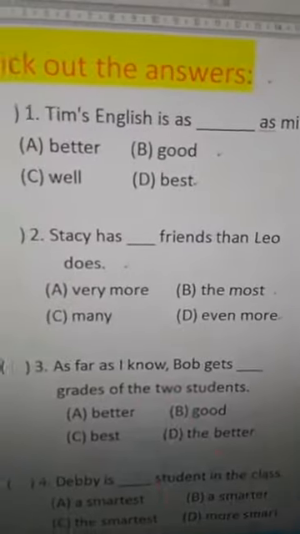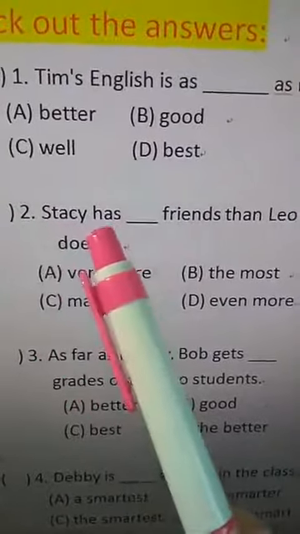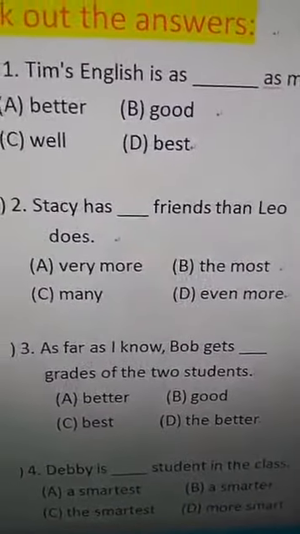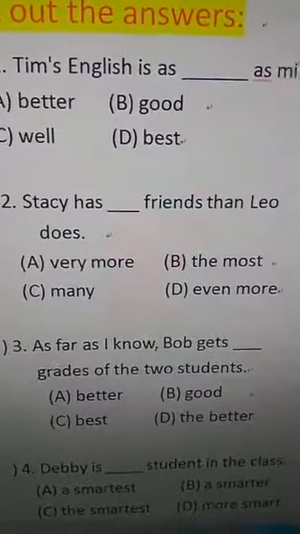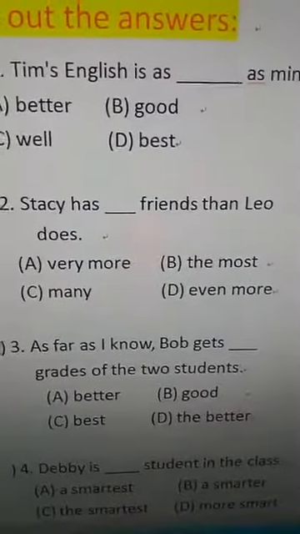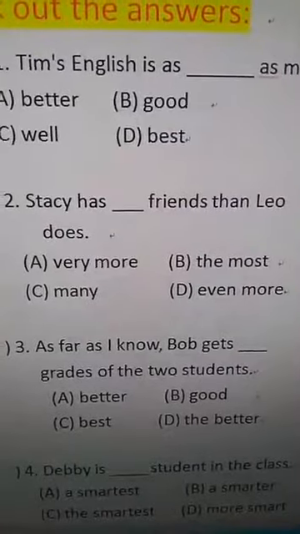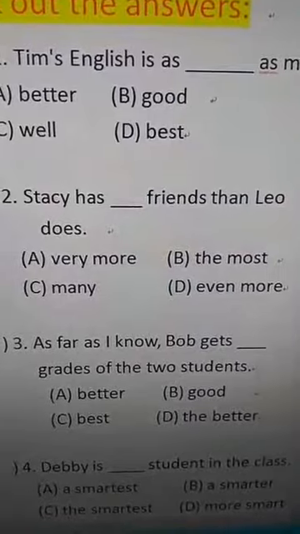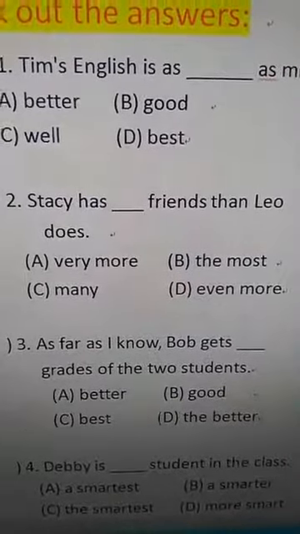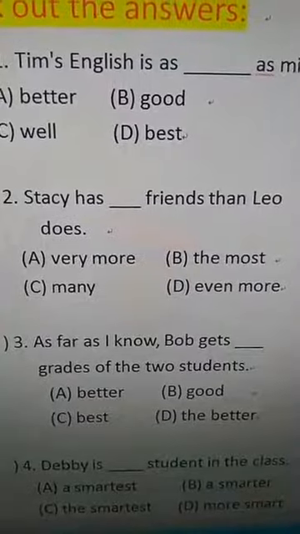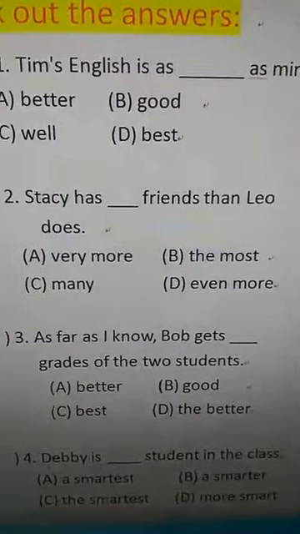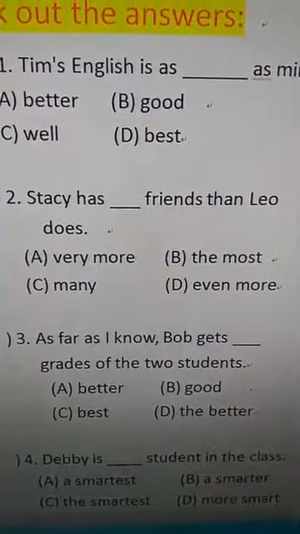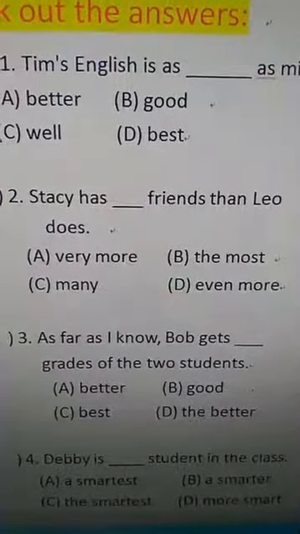And I'll read a sentence for you. Number two, Stacy has blank friends, then Leo does. Okay, so viewers and watchers, now it's your show time. Please tell me what is the answer in the blank. Do it by yourself. Okay, try it. Also, let me tell you, this is a very, very important sentence pattern. Please do it by yourself first and think about it on your own. Can you tell me what the answer is for question number two?